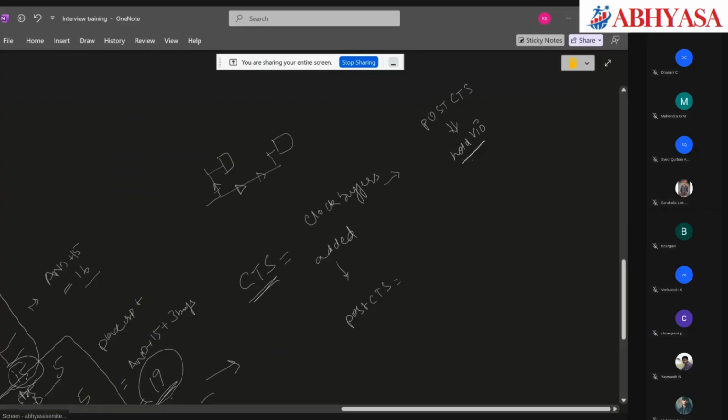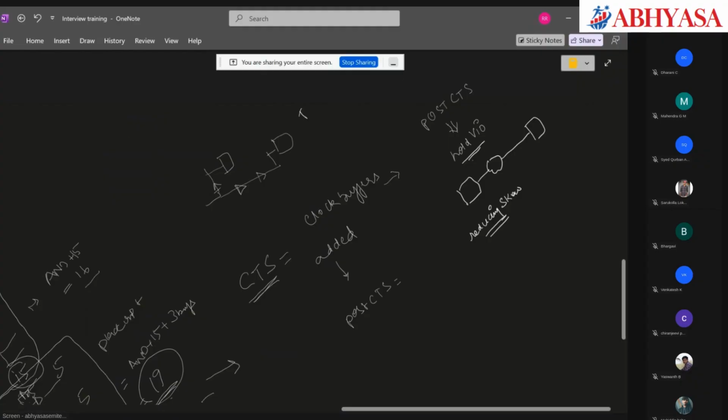So at post CTS, I will have hold violations. What is the primary fix for a hold violation? Reducing the skew value. Reducing skew, okay, one kind of a fix. Let us say my skew is very good. I have attained whatever target skew I have mentioned in my CTS spec. I have achieved the target skew while building CTS.